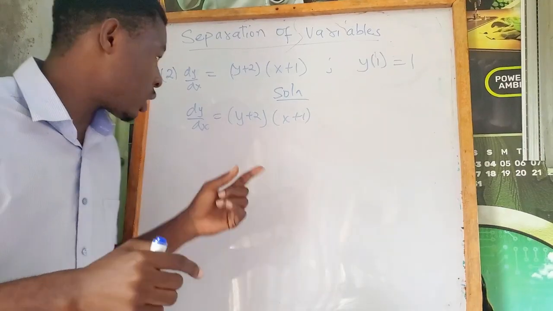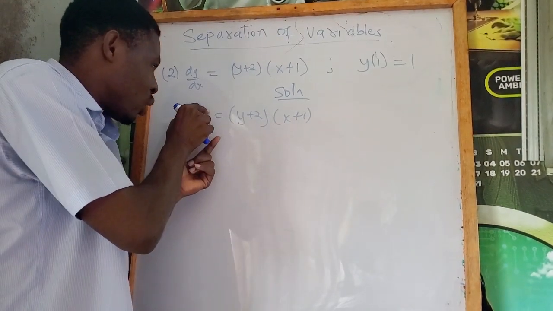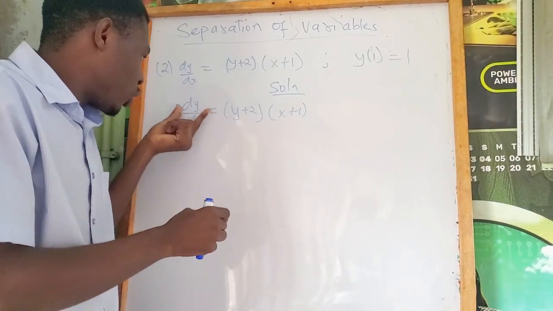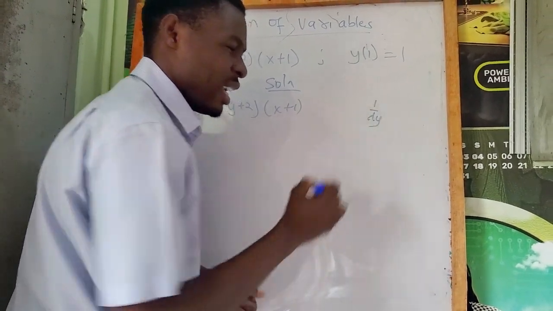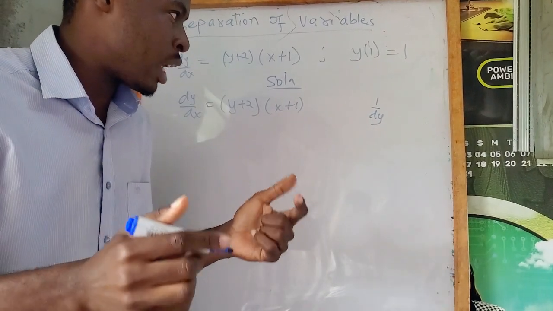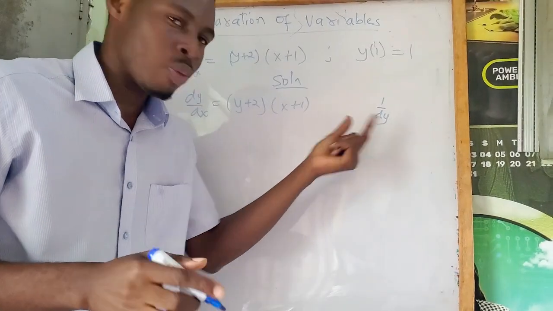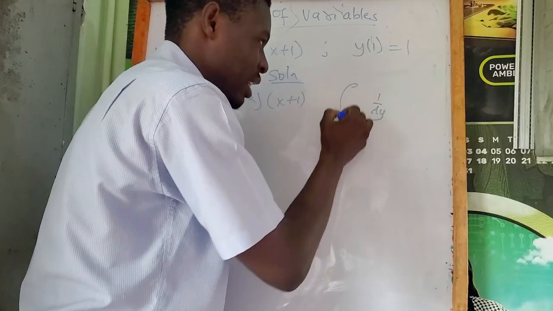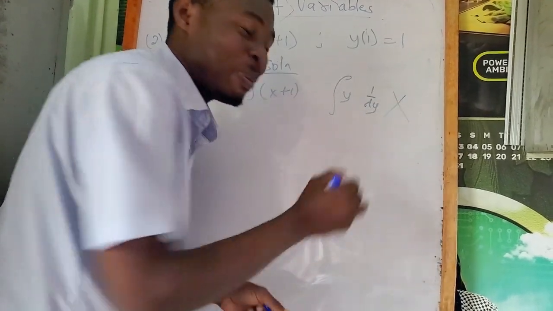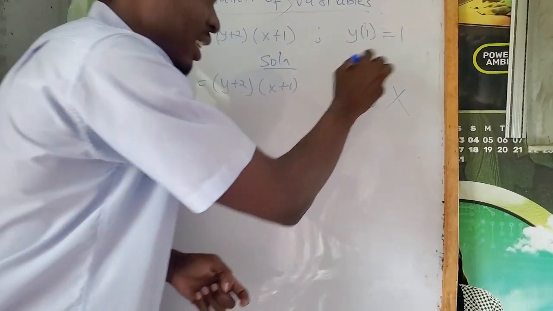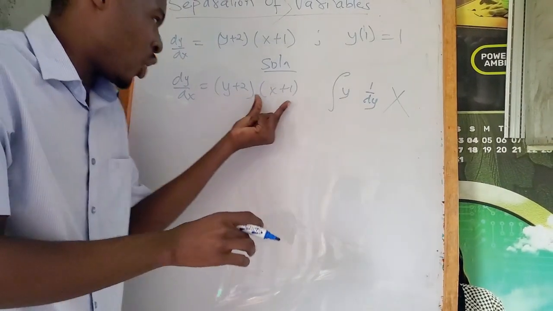Now, I must warn you, please don't ever try to take dy to the other side, because if you do, you end up with something like 1 all over dy. I'm very sure you've never integrated something like this: the integral of y with respect to 1 over dy. This is a crime. Don't do it. So this is ruled out.